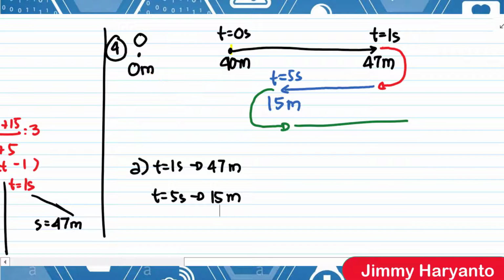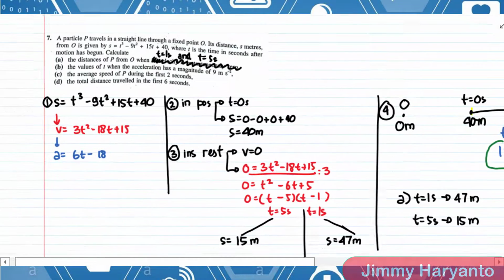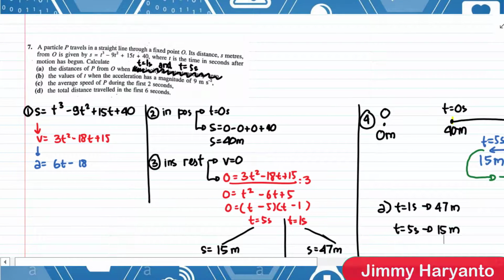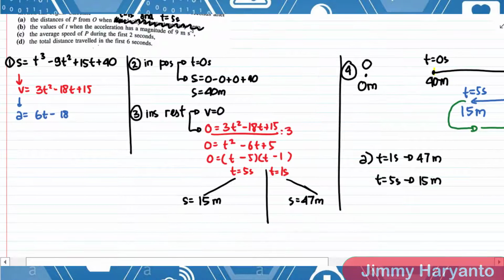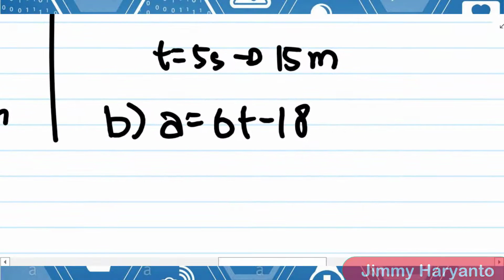Okay, so the answer is 47 meters and 15 meters for the first one. Next is to find the value of t when the acceleration has a magnitude of 9. Okay, so for B, we need the acceleration 6t minus 18, and the question says the magnitude is 9.